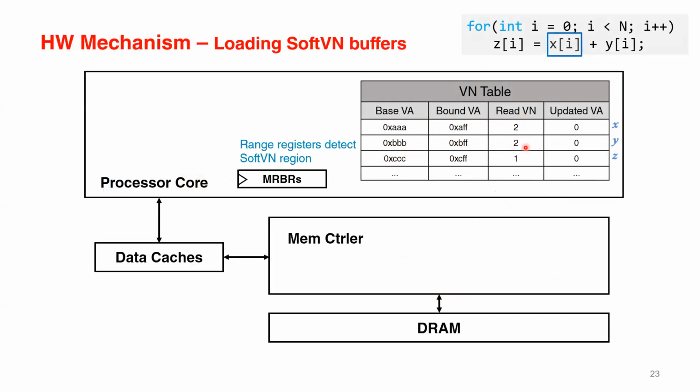Let's see how the VN table is used when we load an element of the data buffer X. So firstly, we assume that there are range registers, memory range boundary registers inside the processor that will detect if there's an access to the SoftVN region and trigger the appropriate SoftVN related mechanisms.